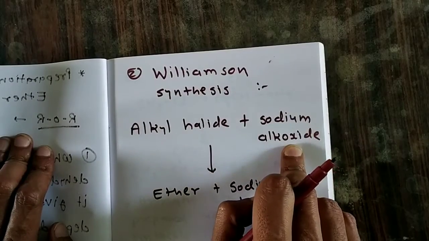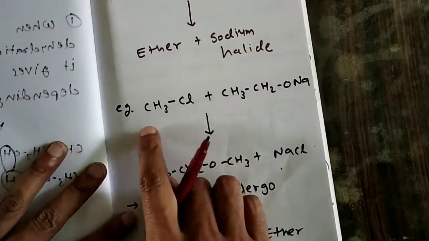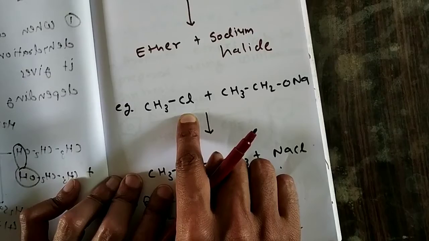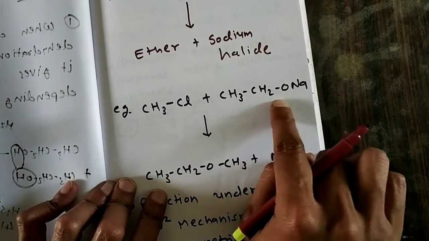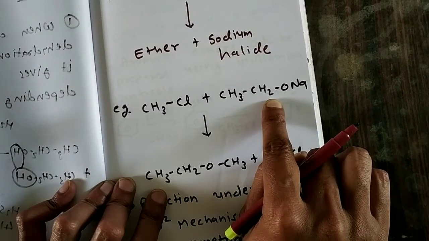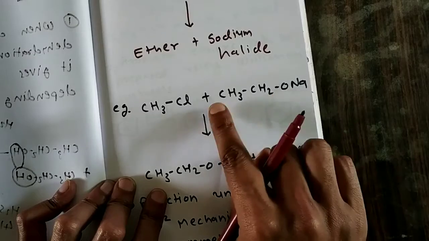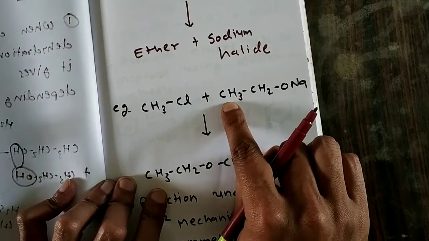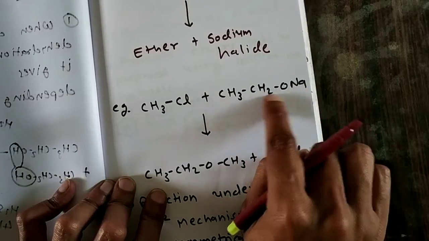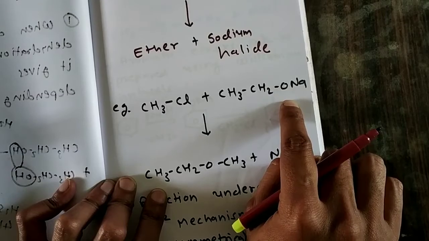Now what is sodium alkoxide? You can see here, this one is our alkyl halide, CH3Cl, methyl chloride or chloromethane. Now this molecule, CH3CH2, that is our alkyl group. With that sodium is attached and oxygen is attached. So this one is called sodium alkoxide.